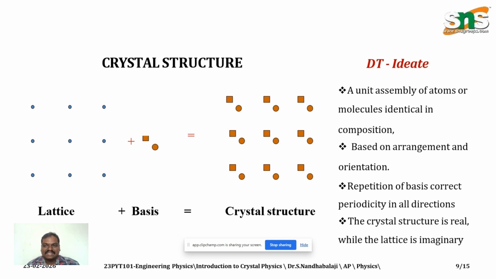And what is a crystal structure? First of all, we know the crystal structure is equal to lattice points plus basis points. The combination of lattice and basis is used as the crystal structure. The diagram shows the lattice points and basis points. A unit assembly of atoms or molecules is identical in composition, arrangement and orientation. Repetition of the basis gives correct periodicity in all directions. The crystal structure is real while the lattice is imaginary.